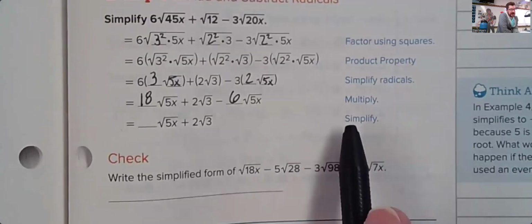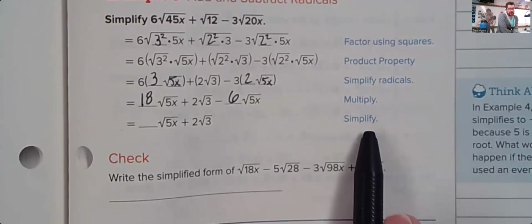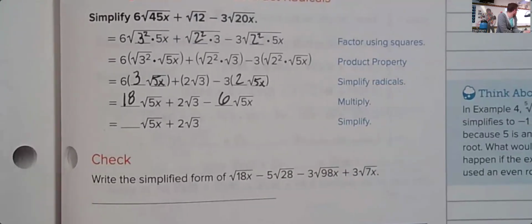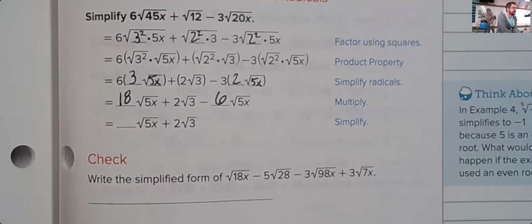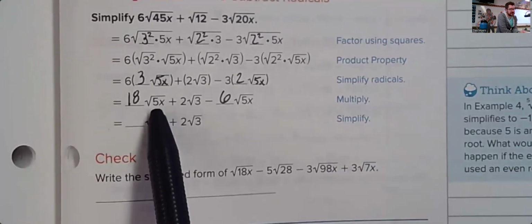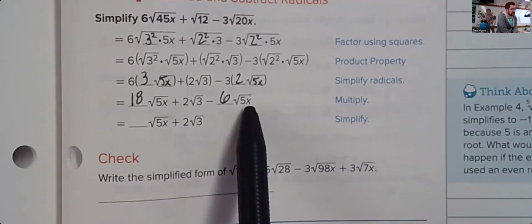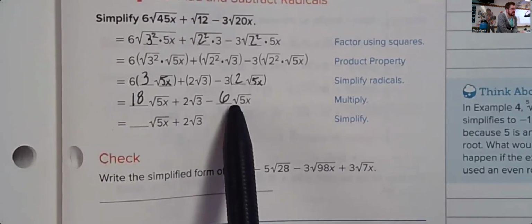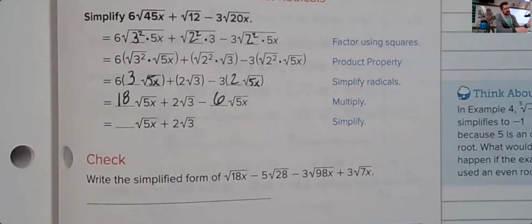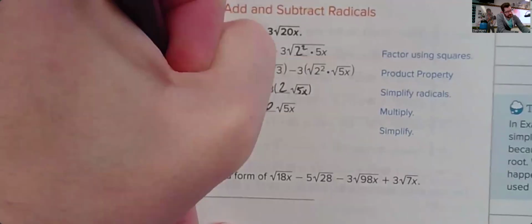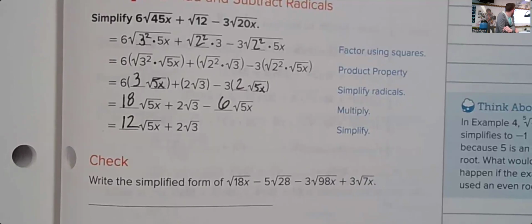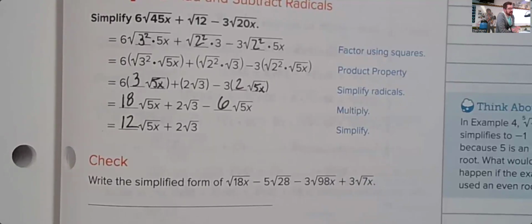And then simplify here means to combine like radicals, which is the same process as combining like terms. You basically say, all right, which of my radicals is the same with the same radicand? And that would be this square root of 5x and that square root of 5x. And we've got an 18 here minus a 6 here. What's 18 minus 6? 12, exactly. So the answer is 12 times the square root of 5x plus 2 times the square root of 3, or 12 root 5x plus 2 root 3.